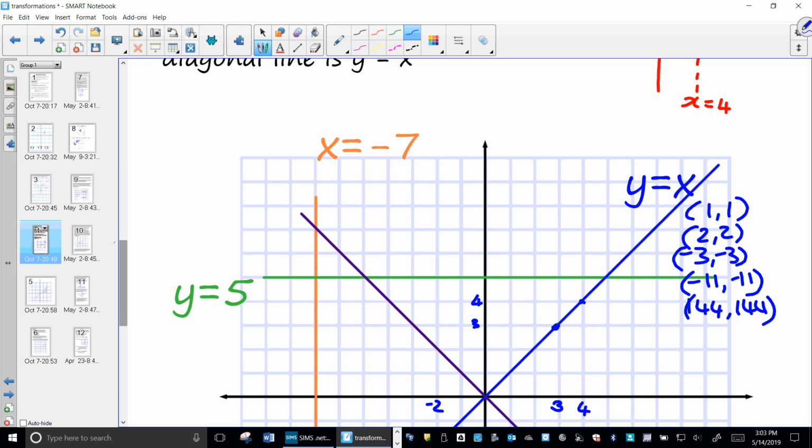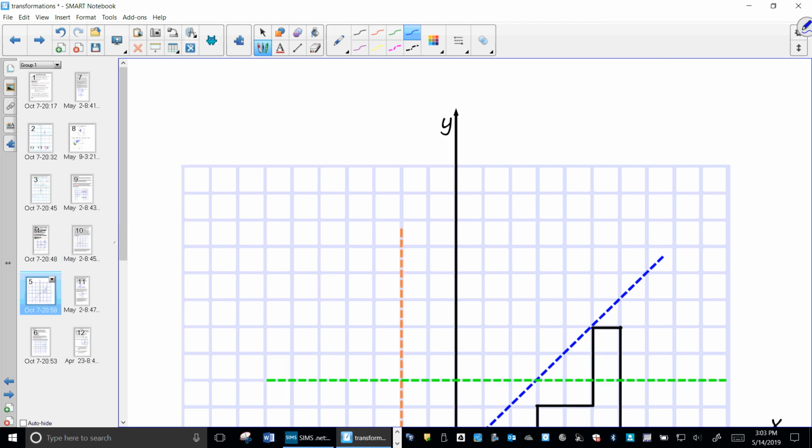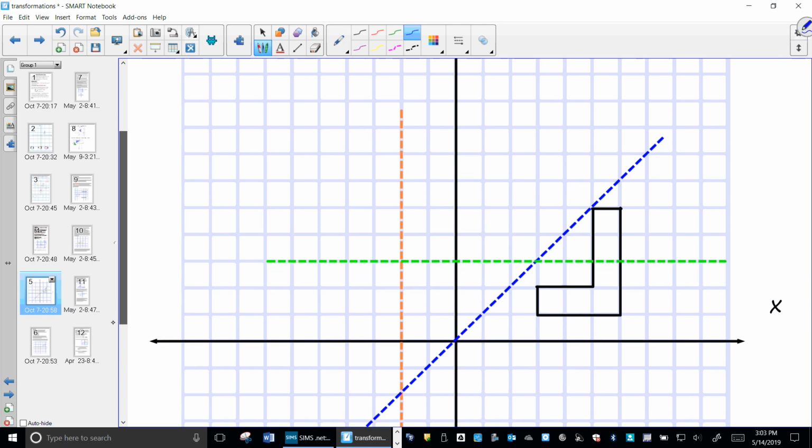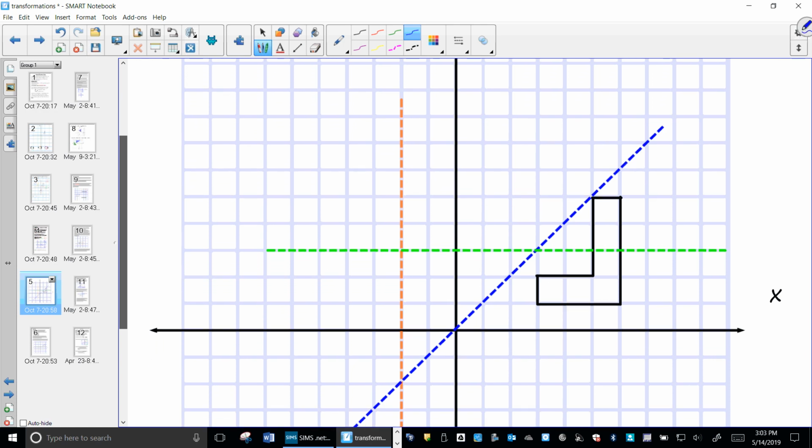Okay, we're good now. All right. So this one here, I'm going to suggest 4. Okay. Right. So there's our original shape, that black L shape. That's our original.